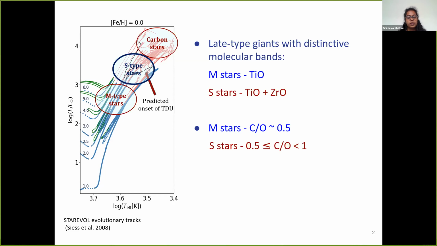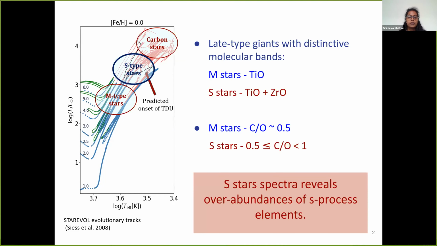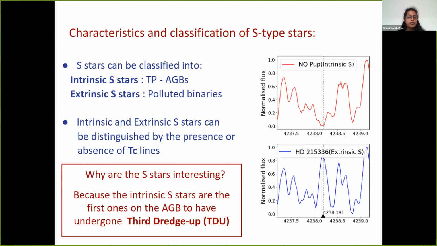Now, for the first part of my presentation, I'll be focusing on the S stars, because all of them reveal overabundances of S process elements. Thanks to the previous speaker, I don't have to explain to you how these S process elements are made. We know that the AGB stars are full of these S process elements or heavy elements. Hence, if we want to understand AGB nucleosynthesis, or the different processes which make these S elements, we can use S stars as probes for that. But we have to be very careful, because all S stars show S process elements, but not all S stars make these S process elements themselves.